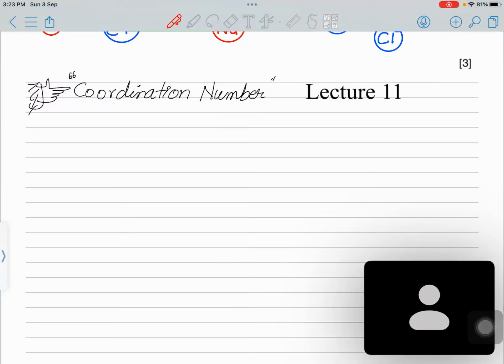Now today is lecture number 11, and we are discussing coordination number. Okay. So, what is coordination number? Coordination number is the number of cations or anions surrounding an oppositely charged ion, right?